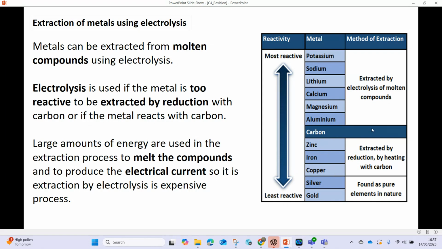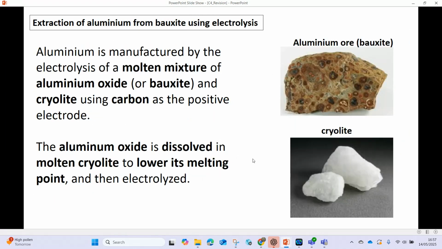And the reason you'd rather do reduction than electrolysis is because doing electrolysis requires a lot of energy. So you need to melt the compounds if you're making them, or make them suitable for extraction, and then make an electrical current. And so overall, with that whole process, it's a lot of energy and can cost a lot of money. However, it is worth doing to get some reactive metals from their ores.